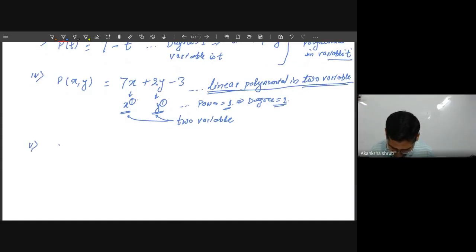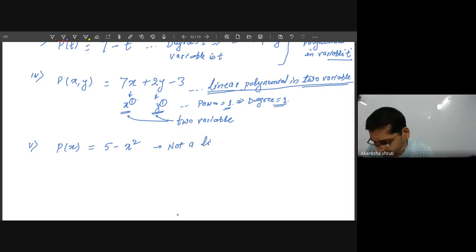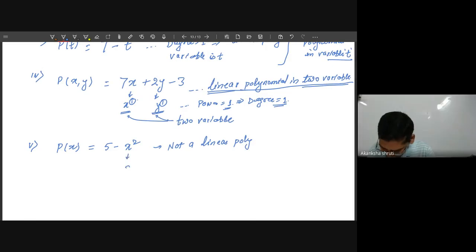The fifth one is P(x) is equal to 5 minus x square. Is it a linear polynomial? Not linear, it is quadratic. Very good. Why? Because in this polynomial the power of x is 2. So the degree is 2.